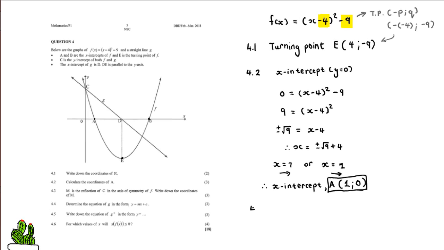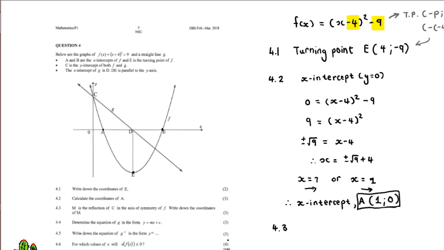Let's move on to question 4.3. It says that M is the reflection of C in the axis of symmetry of F. Write down the coordinates of M. Right, let us see. What is the C that they're talking about? Okay, so C is over here.